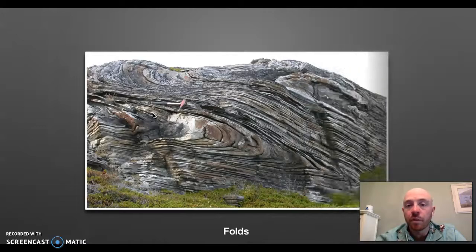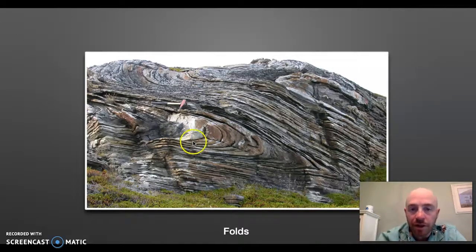So here's an example of a fold right here, okay? So you can see the folding of the layers that are all in here. So each of this layer right here, that curves right here, this is the exact same age.